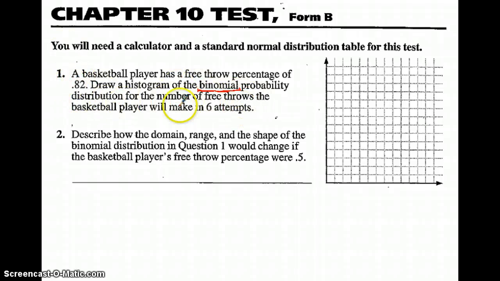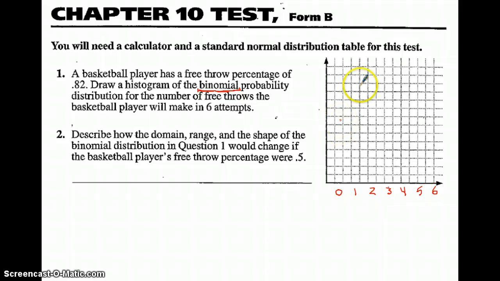Probability distribution for the number of free throws a basketball player makes in 6 attempts. This is like the multiple choice kind of thing. We're going to have a histogram showing what if he makes 0, what if he makes 1, 2, 3, 4, 5, or 6. Anyway, I want all these different heights. So we need to know the probability of 0, the probability of 1, the probability of 2.